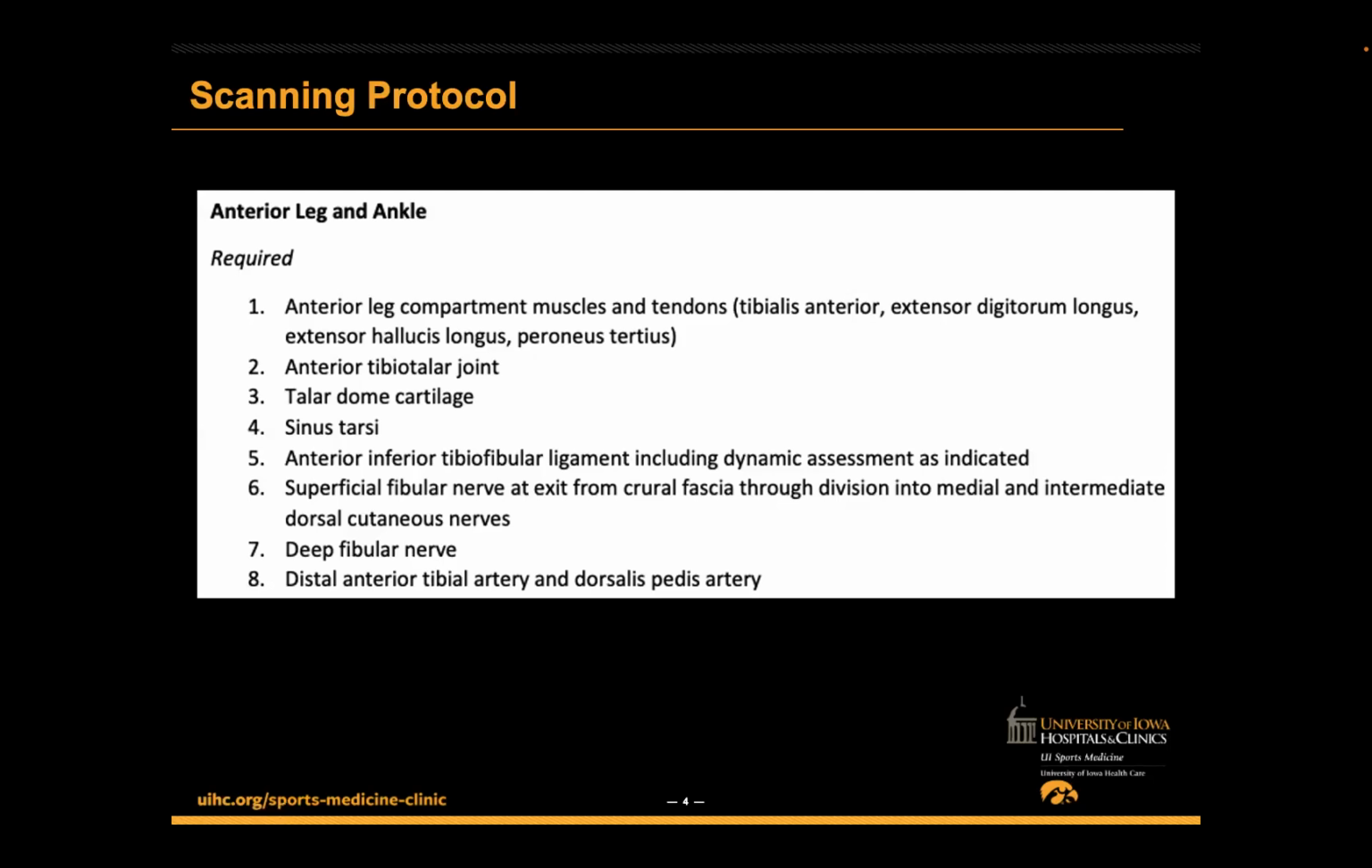We'll start just by looking at what that AMSSM recommended protocol structure identification list is. On the required list, you have the 4 anterior leg compartment muscles and tendons, including the tibialis anterior, extensor digitorum longus, extensor hallucis longus, and the peroneus or fibularis tertius, the anterior tibio-talar joint and talar dome cartilage, sinus tarsi, the AITFL with the dynamic assessment is indicated, the superficial fibular nerve from where it exits the crural fascia down into its division into the medial and intermediate dorsal cutaneous nerves, and then the deep fibular nerve and the distal anterior tibial artery and dorsalis pedis artery.